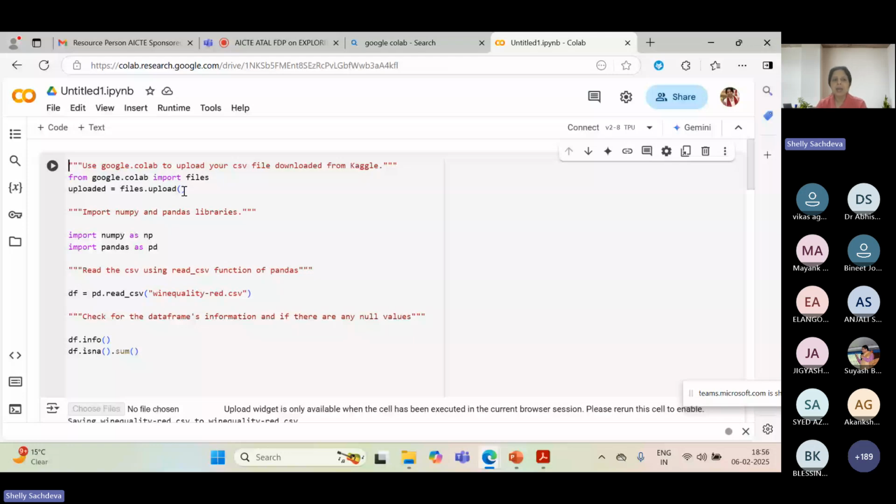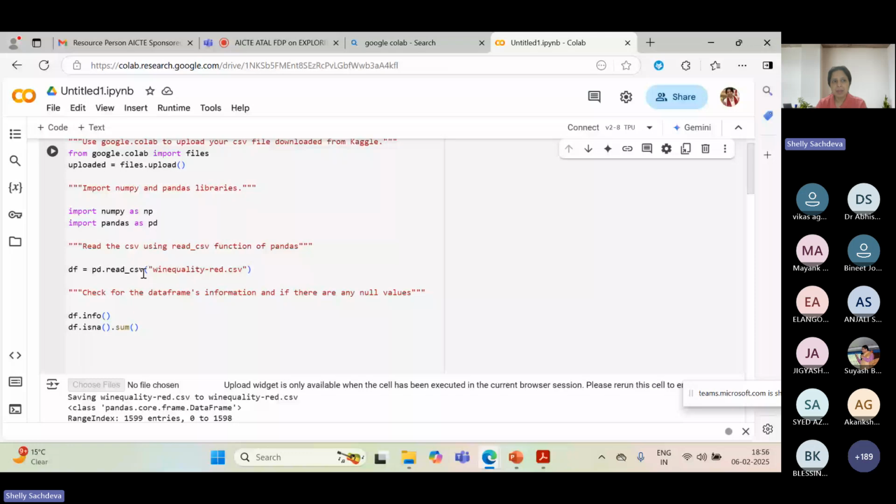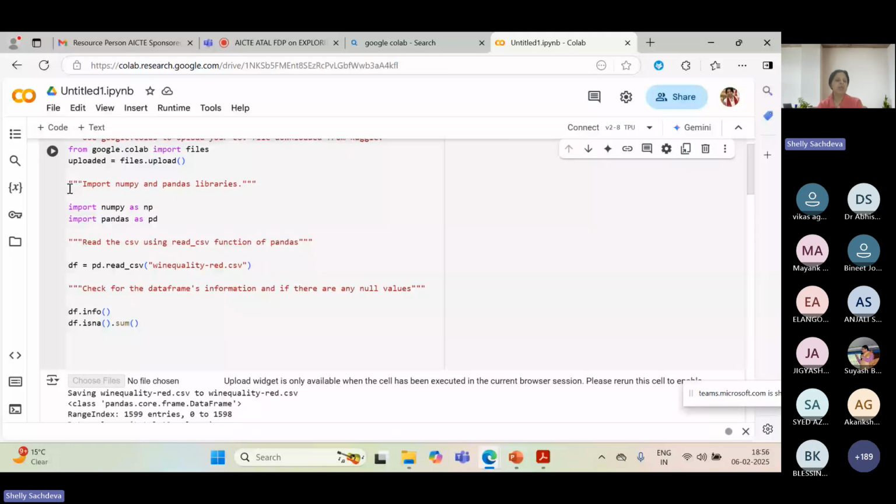Then you have imported the NumPy and Pandas libraries, and then you want to read this CSV. df is a data frame, created with pd.read_csv on the wine quality CSV. Then df.info, to display its info. Then you take the sum of the null values of all the columns, to check whether any column has a null value or not. So this is the corresponding code for that.